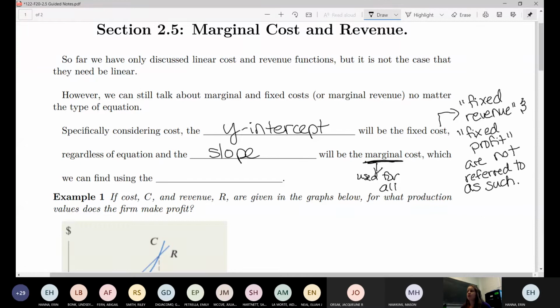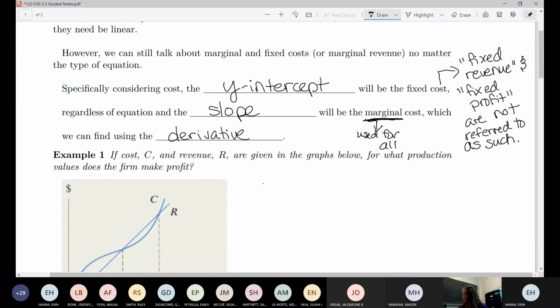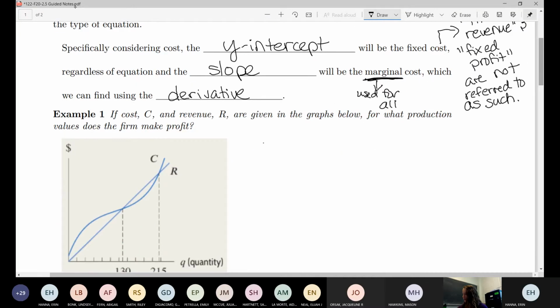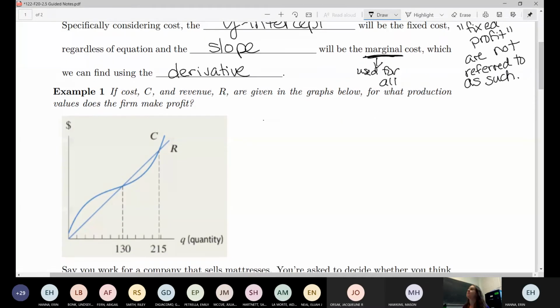Now, how do we find the slope if we don't have a linear equation? Well, that's what we have just been learning. We can find the slope by using the derivative. If it hasn't linked in your brain yet that the derivative gives you a slope, make that connection. The derivative being a slope is pretty much one of the most major things you need to recognize to be able to continue on. Derivative is a slope. So scroll down a little bit. There we go.